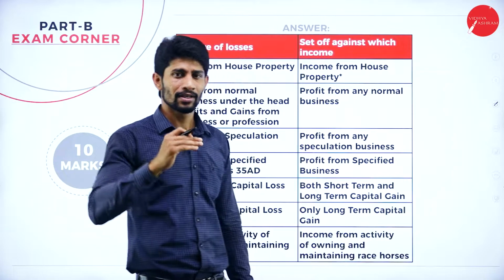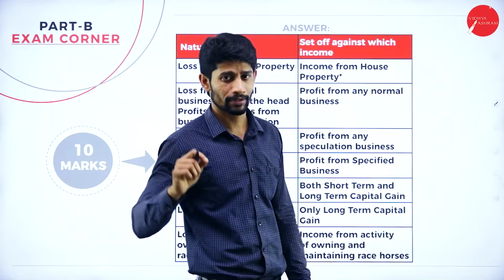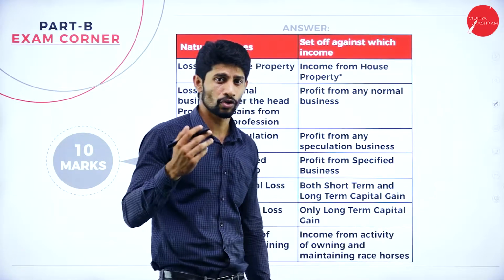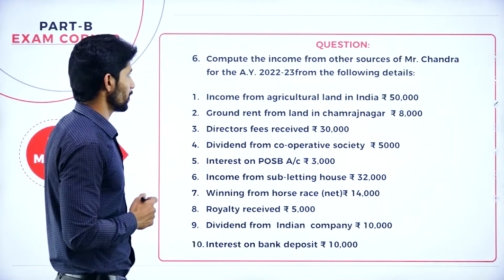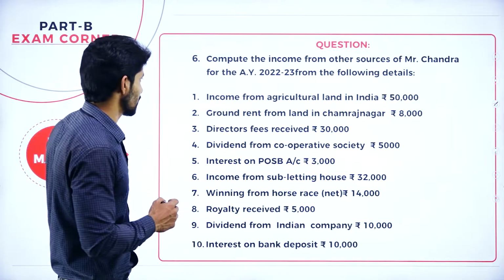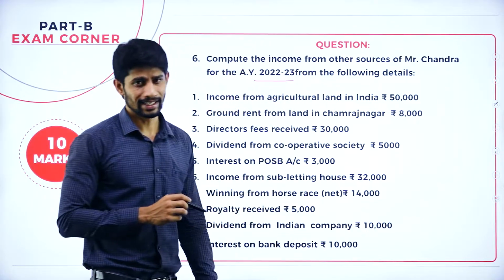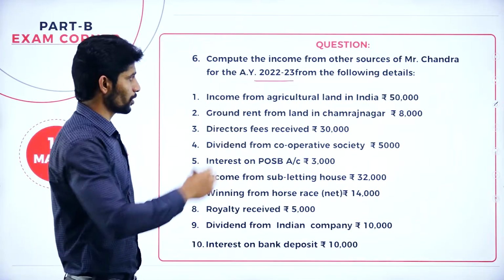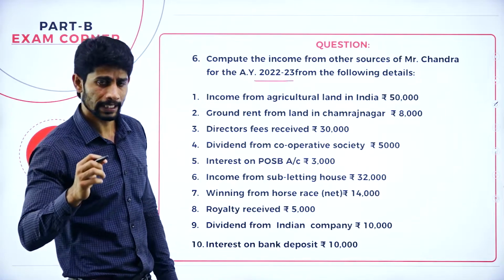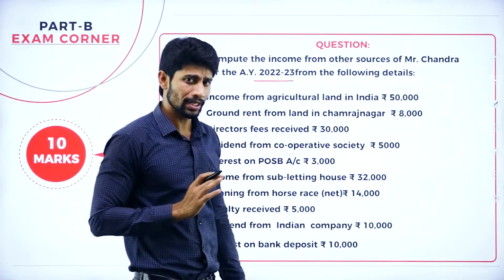So like this, what kind of loss is supposed to be set off under what kind of profit? If you know that, easily you can score 10 marks. Moving further, compute the income from other sources of Mr. Chandra for the assessment year 2022-23 from the following details. By using this information, you are supposed to compute the income from other sources. This is a very easy question and easily you can score 10 marks.